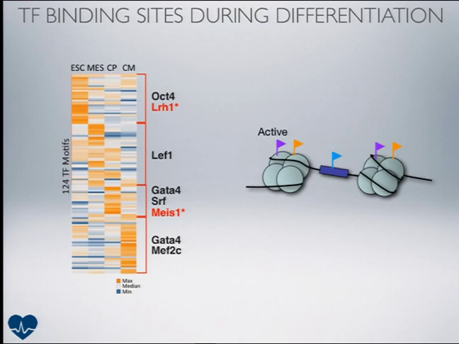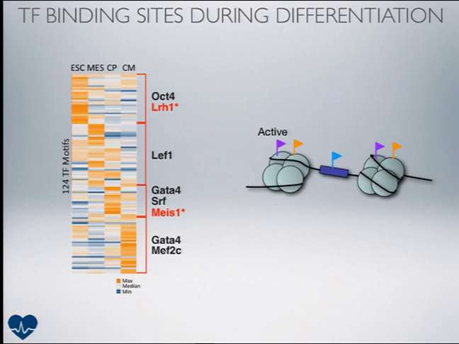And those of you who do iPS reprogramming know that this is one of the factors, probably the only factor, I think, that can replace OCT4 in iPS reprogramming. And at the cardiac precursor level, we found binding sites for MEIS1, the homothorax transcription factor, that had only very peripherally been associated with cardiac development.